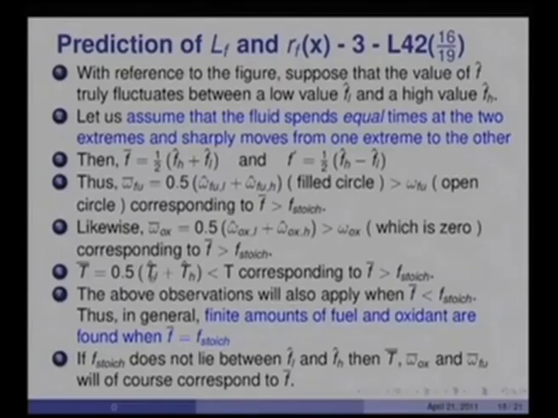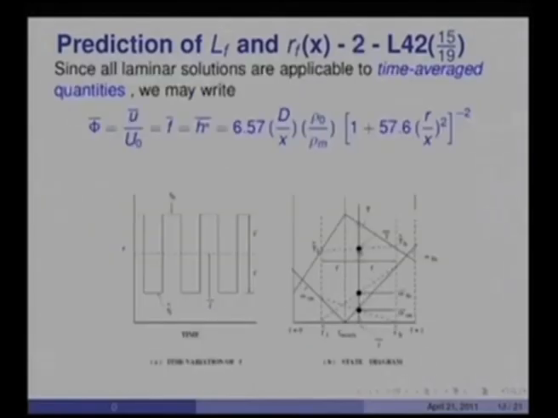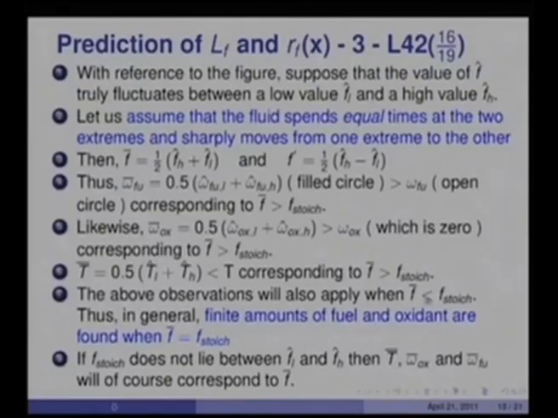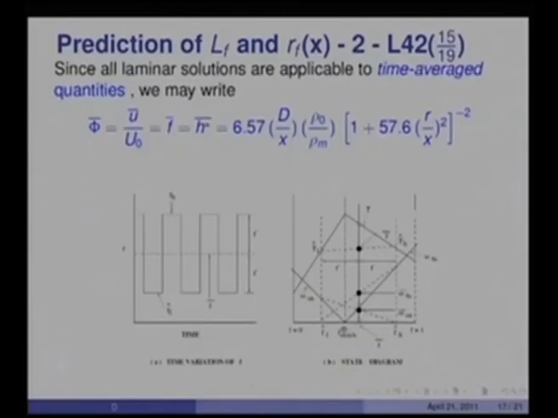T bar, 0.5 times T instantaneous low plus T instantaneous high, is less than T. You can see T bar is less than T, the local value of T corresponding to f bar, the time average f. The above observations will also apply when f bar is less than f stoic. Thus, in general, finite amounts of fuel and oxygen are found when f bar is equal to f stoic. When f bar is equal to f stoic, you will get finite amounts of omega Fu and omega ox at f equal to f stoic, and therefore, we get a little overlap.